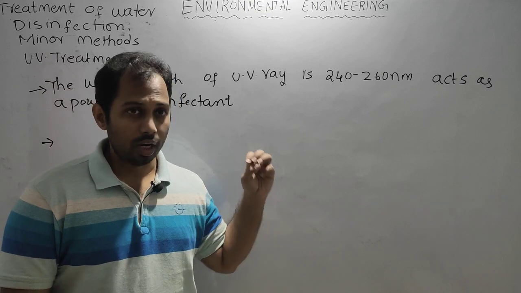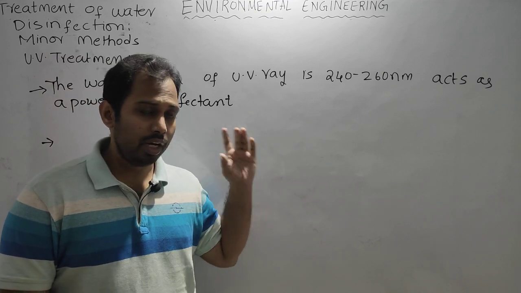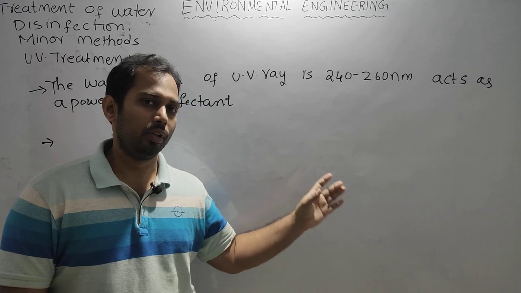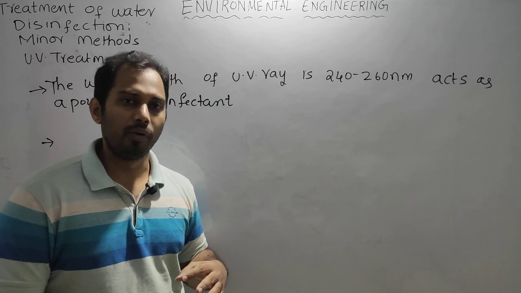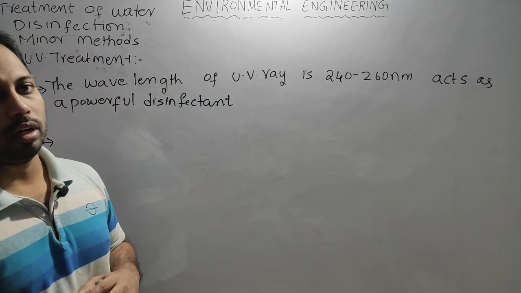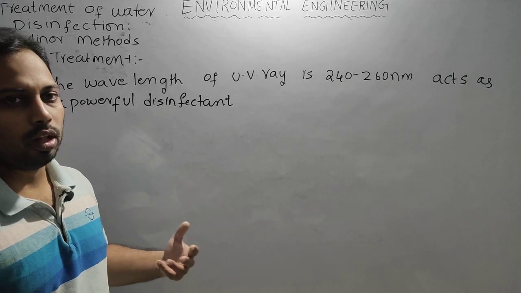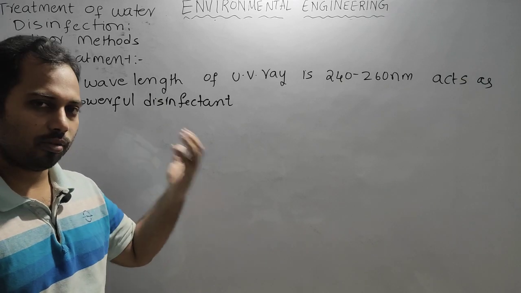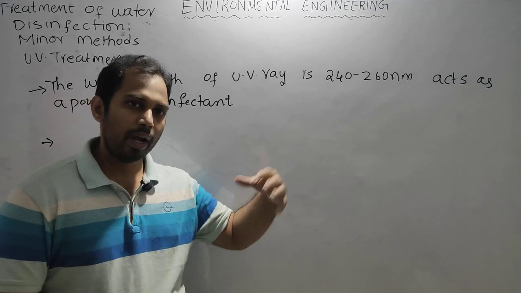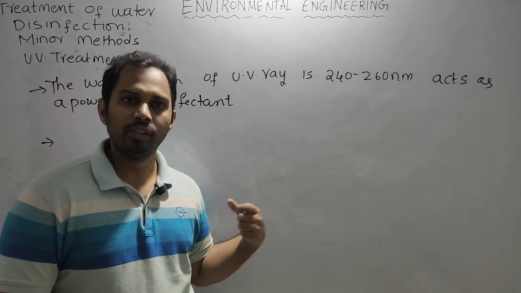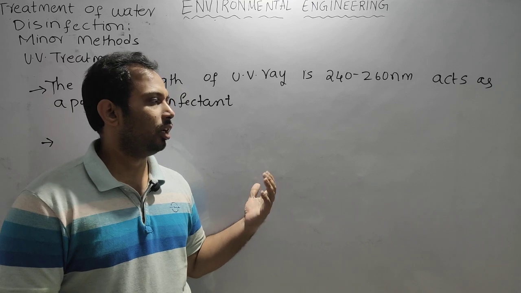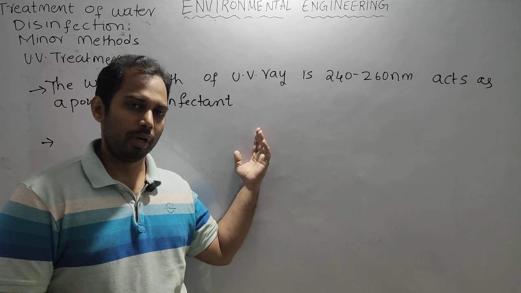There is no residual capacity. That means immediately after coming out of the UV chamber, we need to consume the water. Otherwise, the water is prone to contamination. Now, how can we consume all the water at a time? We need to store some water also for the demands, to meet the variations in the demand. So that is why generally this is not suitable for bulk water supply.